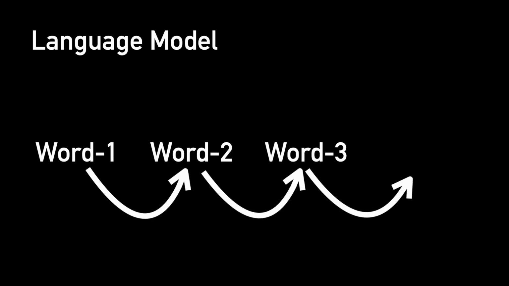Language models have a long history. They started out with simple statistical models, but over time have turned into the deep, large neural networks that we see today. A language model in a nutshell predicts the current word given the history of words that it has seen.